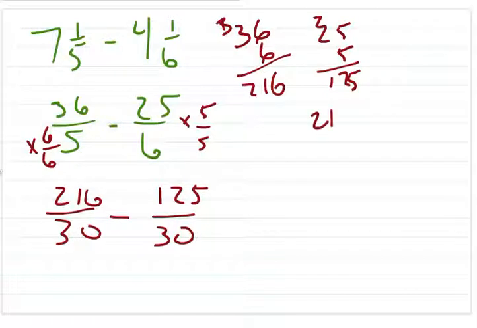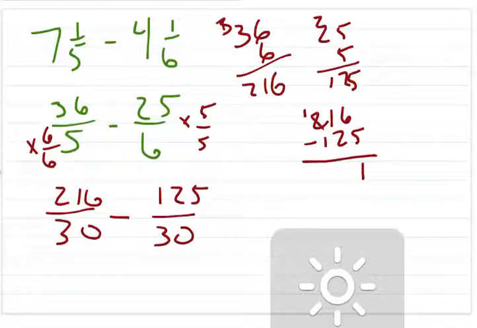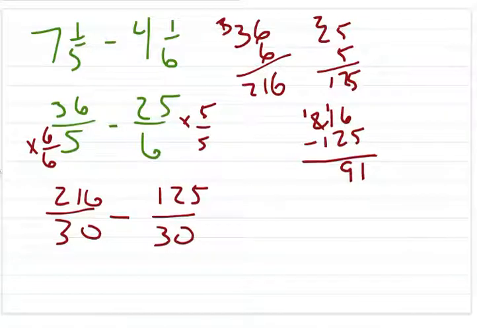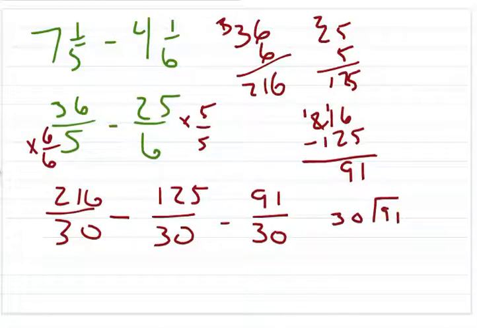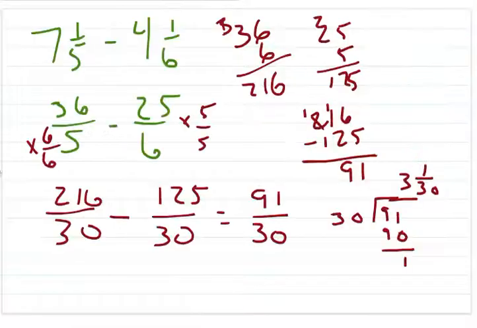Okay, so then 216 minus 125. Again, get the practice of doing it. I do not expect that this is a problem where you want to do it, but I still want you to get the practice. 6 minus 5 is 1. Got to borrow. So I get 91 thirtieths. Well, how many times does 30 go into 91? 3, with 1 left over. So 91 thirtieths turns into 3 1/30. Let's check. Is that what we got last time? 3 1/30. 3 1/30.